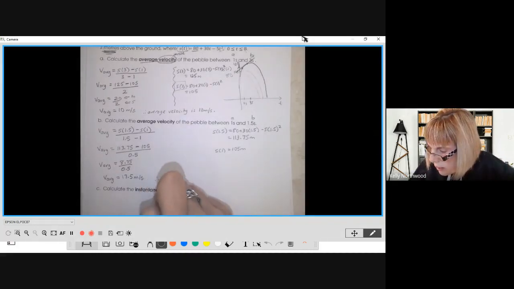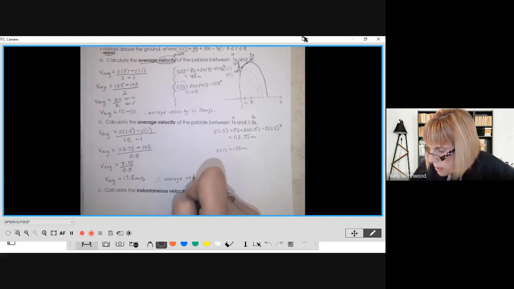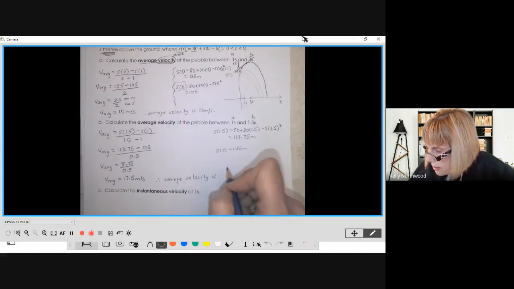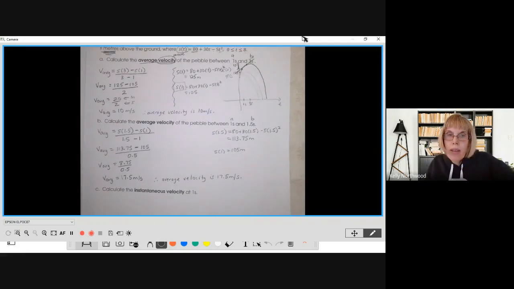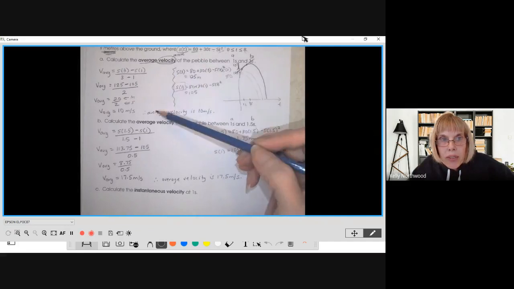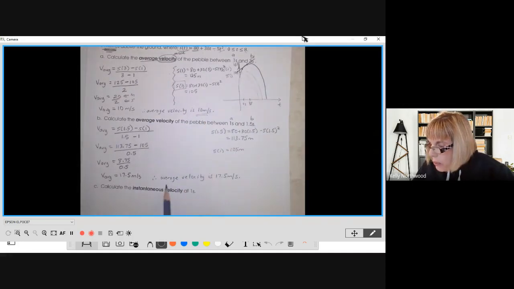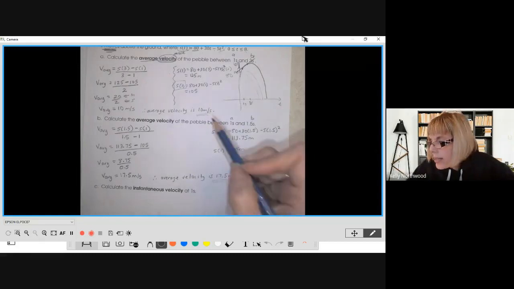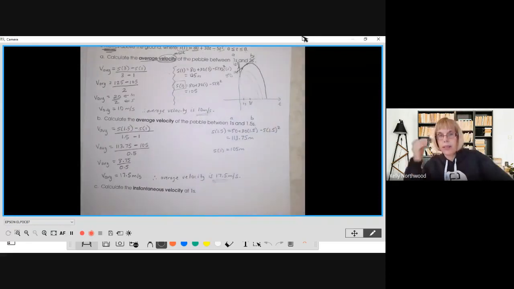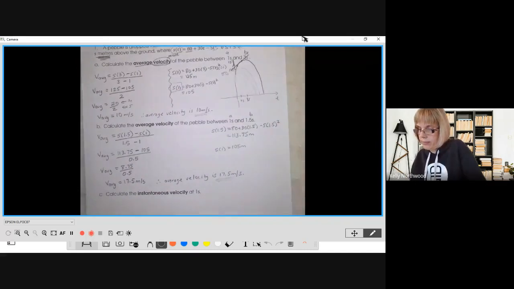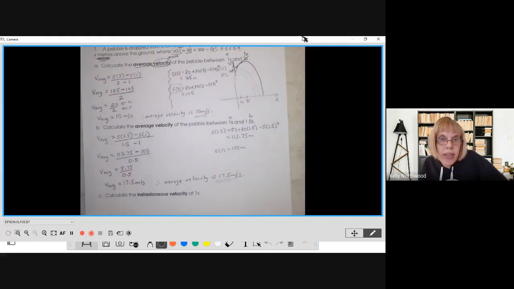So therefore, the average velocity is 17.5 meters per second. What does that mean? When we take the average velocity between 1 second and 3 seconds, it is 10 meters per second. Then when we only take it between 1 second and 1.5 seconds, it's 17.5 meters per second. It's bigger. Its initial velocity was faster. Right, so it's slowing down, okay? It's slowing down, very good. All right, so there's two examples of how to find the average velocity.